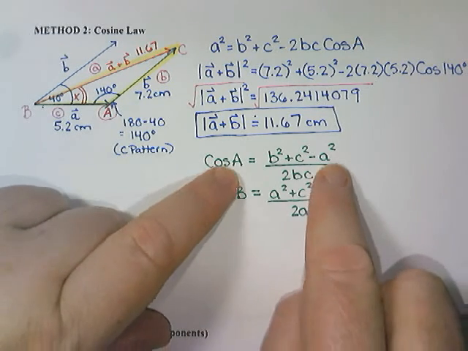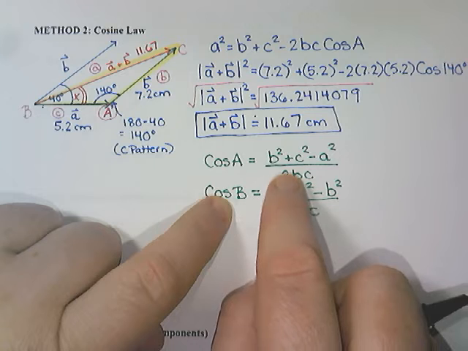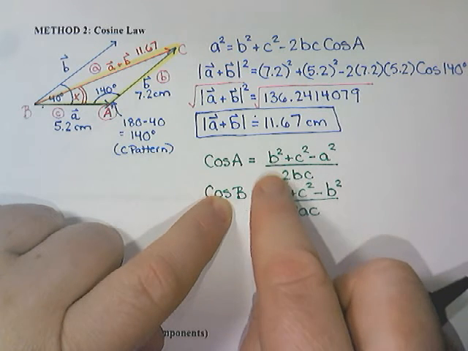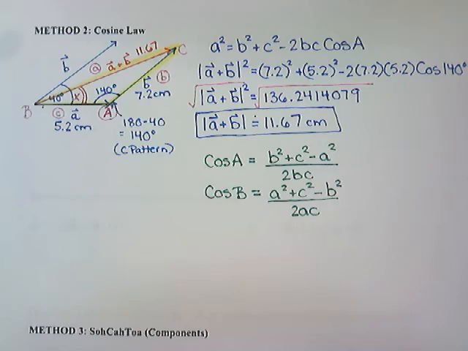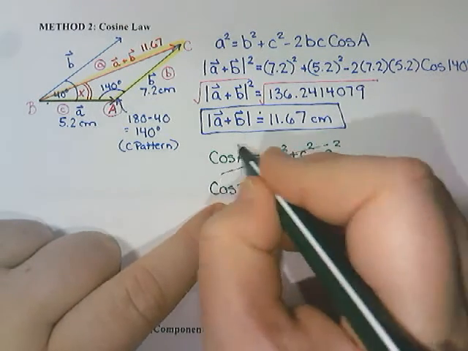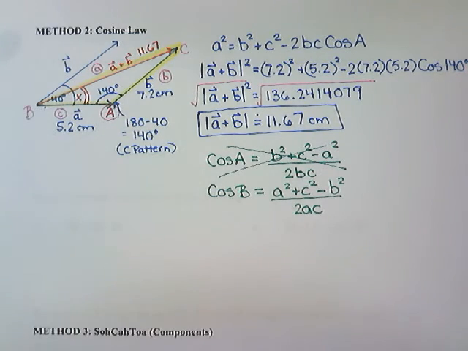All I ended up doing was I swapped a for b. So everywhere I had an a, I put a b. Everywhere I had a b, I put a. So we basically just switched a and b in the formula, right? And the reason for that is because I'm looking for angle b, which is here, right? Not angle a, which I already know.